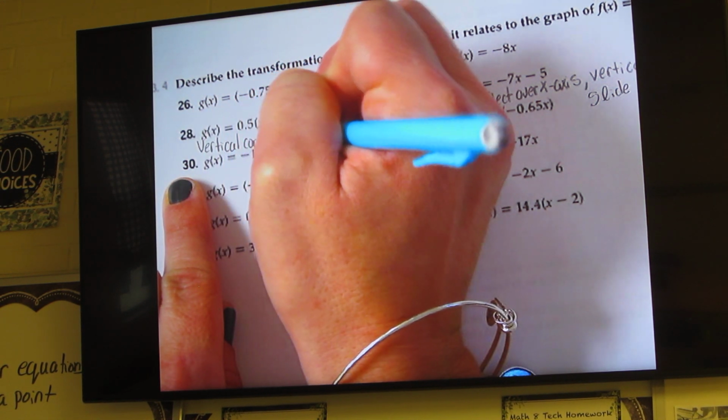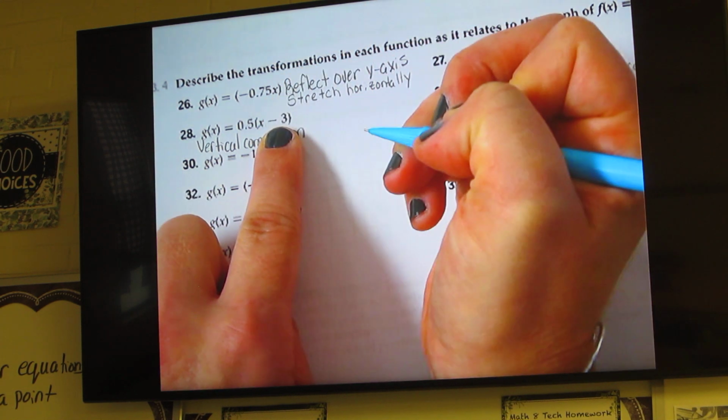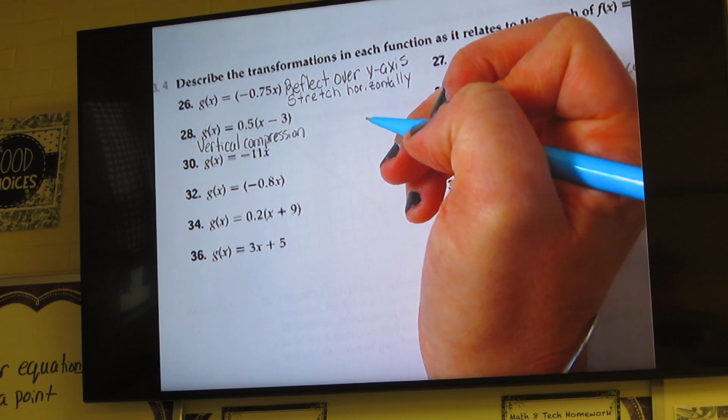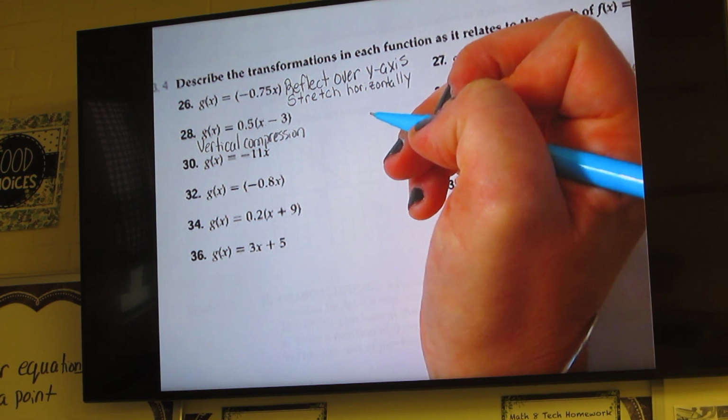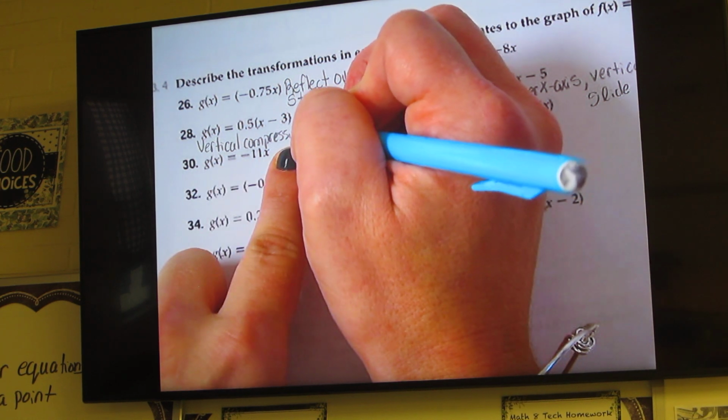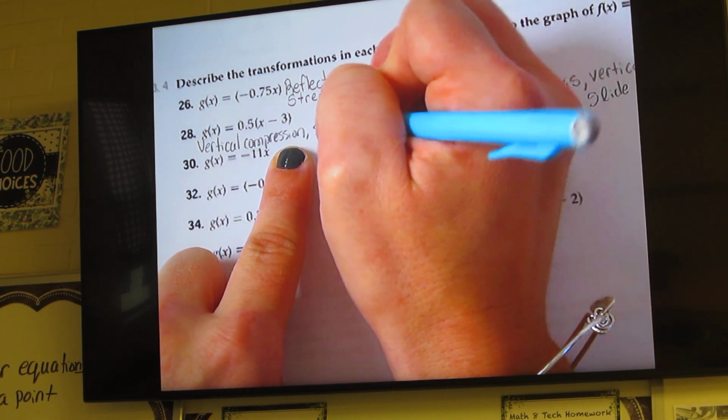And inside of my parentheses, I have a -3. So this is going to be a horizontal translation. And remember, when I said when it's horizontal, it's opposite of what you think. So minus is going to be actually in the right direction. So vertical compression, slide right 3 units.